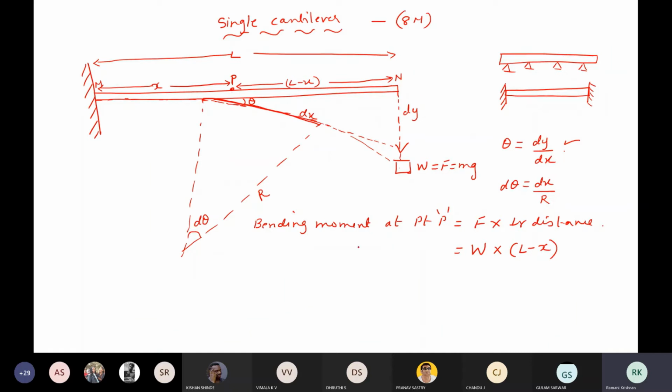Now we have already derived the bending moment of a beam. We have already derived the bending moment of the beam, so we'll write, we know that.